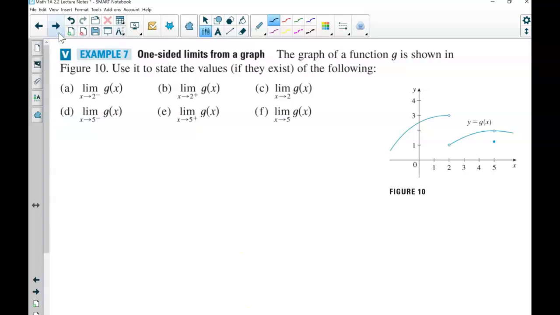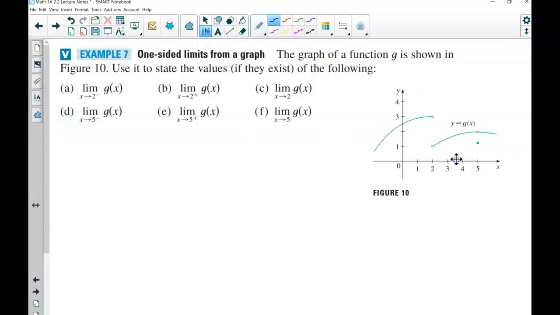We have example 7. So the graph of the function is shown here. So here's the graph of the function, okay? And we're going to use it to state the values, if they exist, of the following functions. So let's take a look at A, okay?